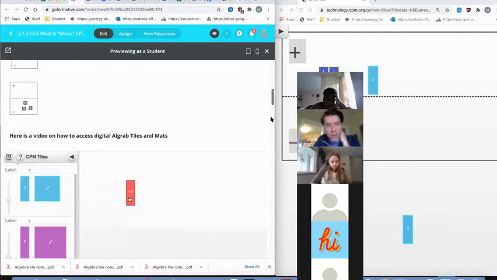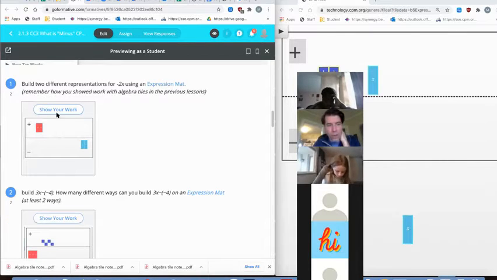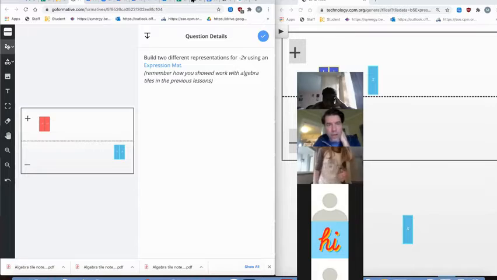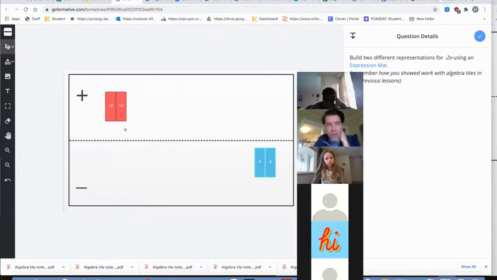All right, so different ways of building -2x. I'm just going to show my work on these. There are 2 ways. One of them is this way over here, 2 negative x's on the top. The other one is 2 positive x's on the bottom. Different ways of showing the same value, -2x.